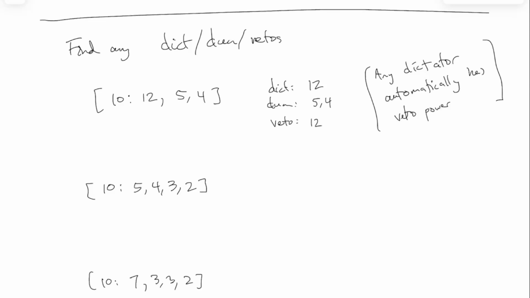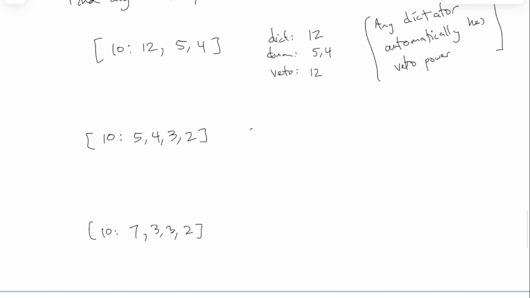For the next one, 10, 5, 4, 3, 2. So the dictator is always the easiest. There is no dictator because none of those equals 10 all by itself. Dummies and veto. What did you say about dummies? When I'm looking for dummies, you should sort of start at the bottom, because those are the ones who might be dummies.